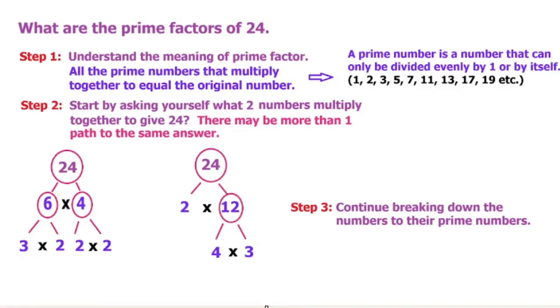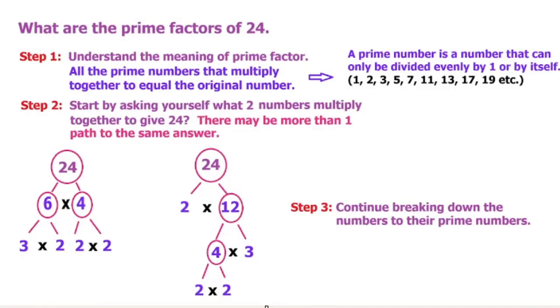So let's work on this side. This 2 is a prime number already, so we can break down 12 further. So how to get 12? You multiply 4 times 3. Then we can break down 4 a little bit further into 2 times 2. And that's it. Those are now in their prime number format.